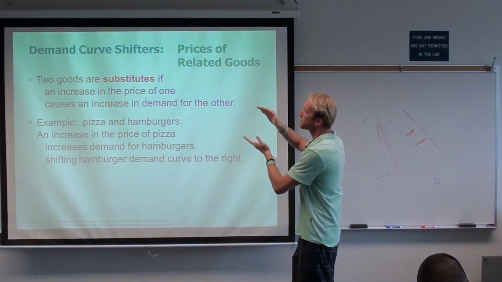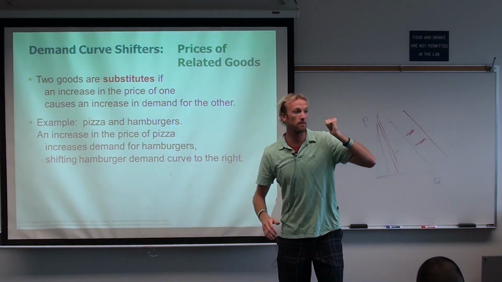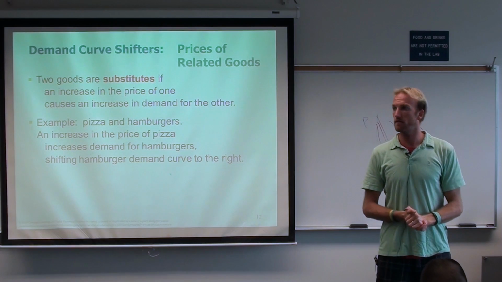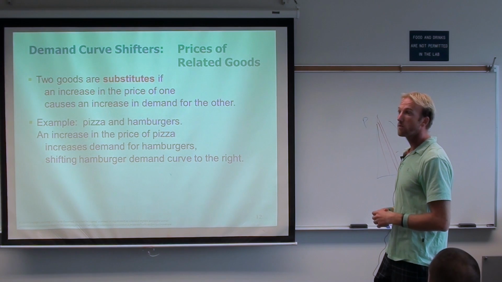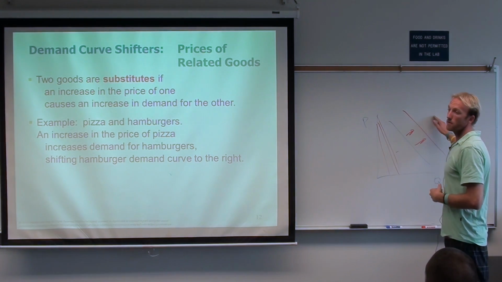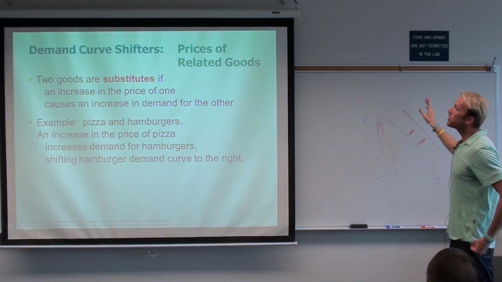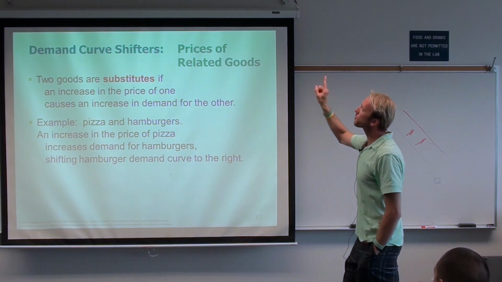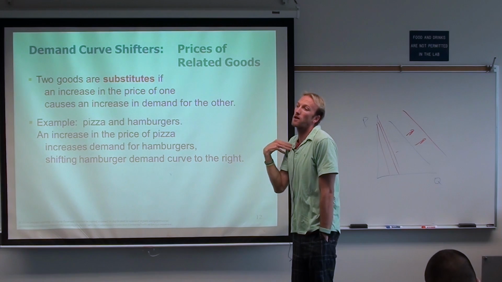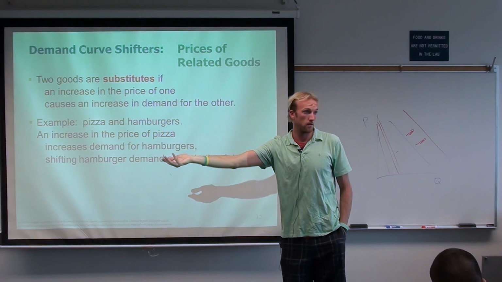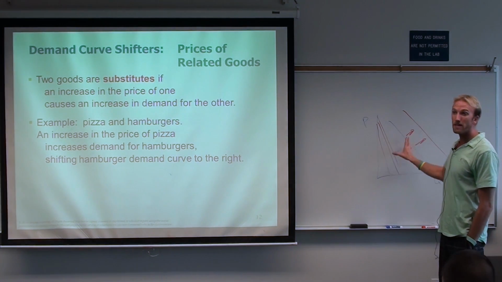Another example is pizza and hamburgers, right? If pizza becomes more expensive, I'm not going to go to Pizza Hut quite as often. I will go to Carl's Jr. instead, right? And so my demand curve will shift up for Carl's Jr. Okay? So notice, this is a non-price determinant because it's not the price of the good I'm talking about. It's a price of some other good, right? And that's why I have to change the demand curve. Okay? It's the price of another good.